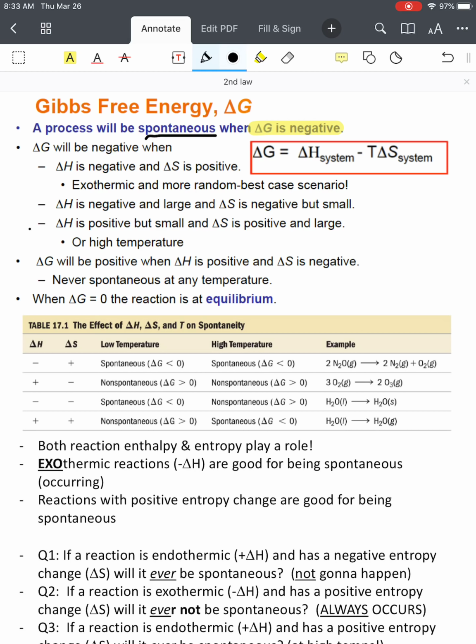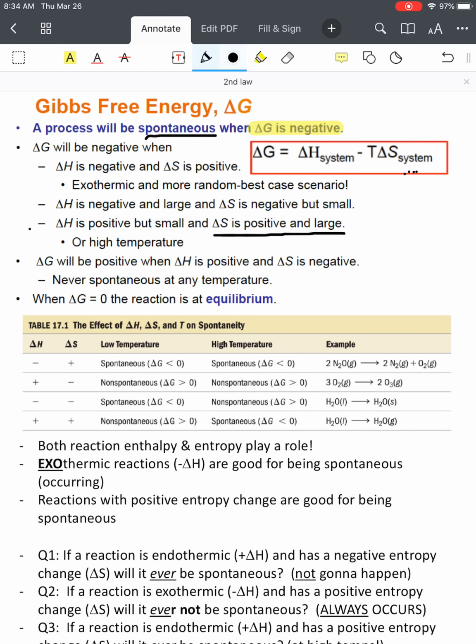So another option is this one. Maybe delta H is positive, but delta S is a big number and positive. Now, which of these is good? Well, delta S being positive is a good thing because if our reaction increases the entropy, that's good for spontaneity. But this is an endothermic reaction, which is bad for spontaneity. So we take a positive number and subtract T delta S.